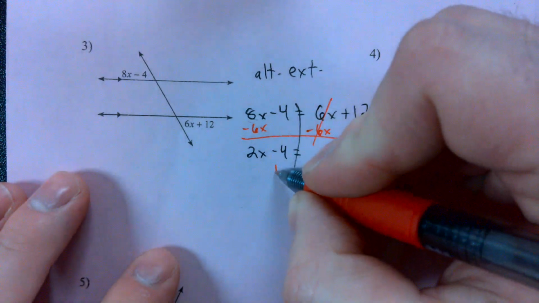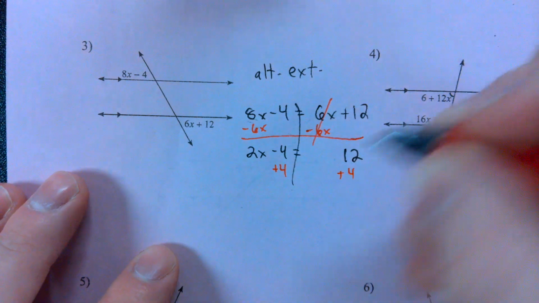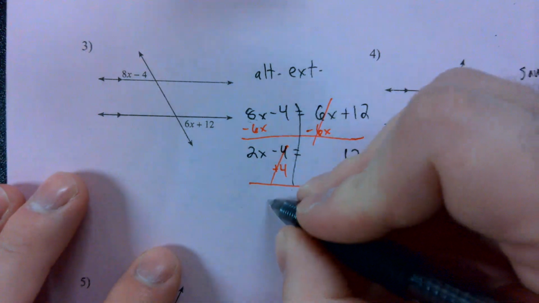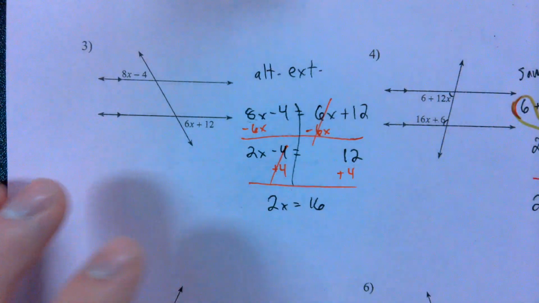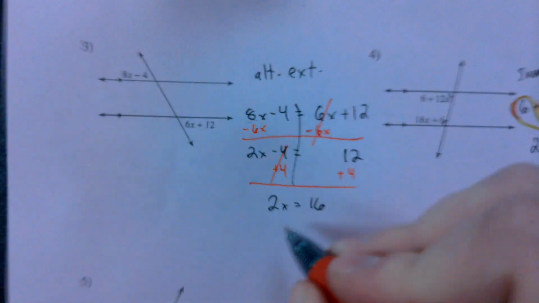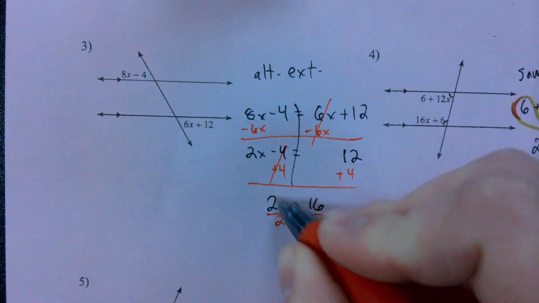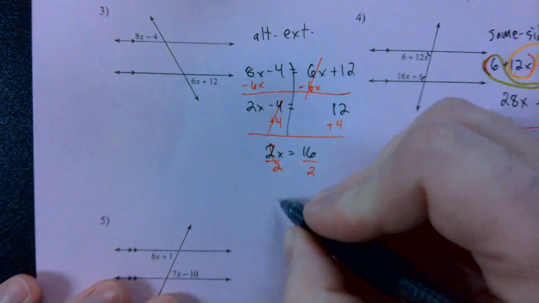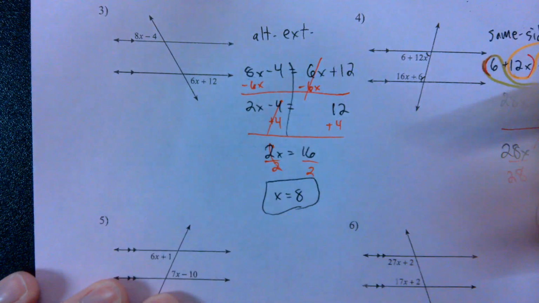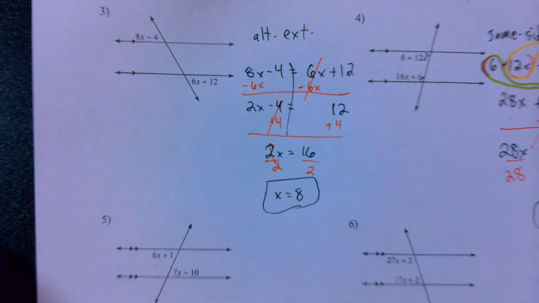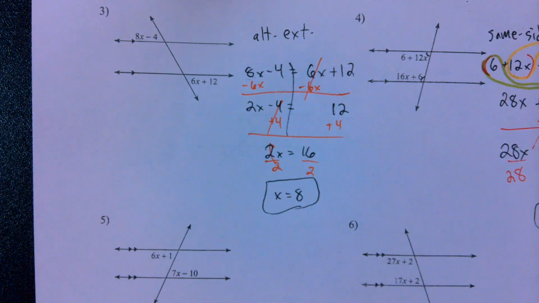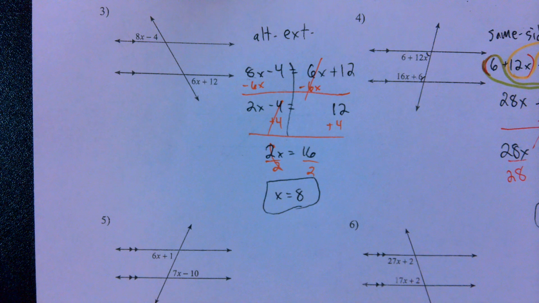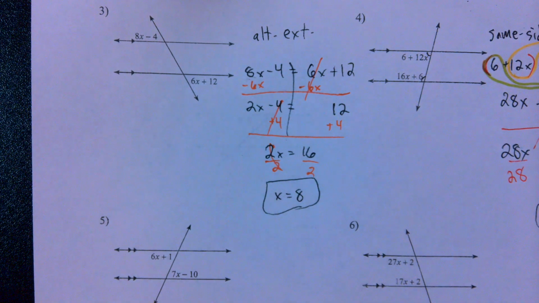We're going to add. We always have to do the inverse operation. So we're going to add 4. We get 2x equals 16, and we can divide by 2. Leaving us with an x value of 8. Nice and even. If you got any sort of decimal on this worksheet, double check your work and find where you made your mistake, because all the answers should come out nice and even.